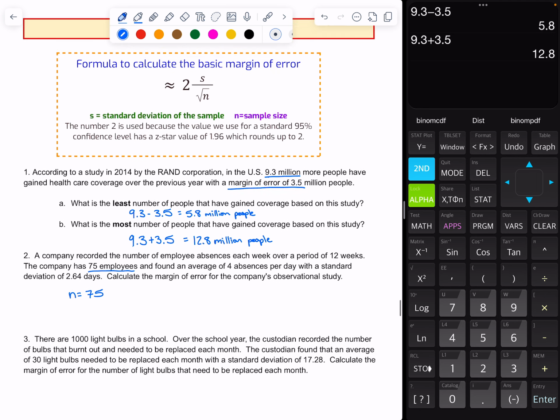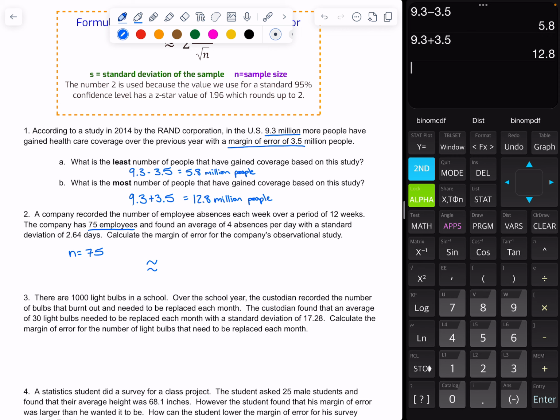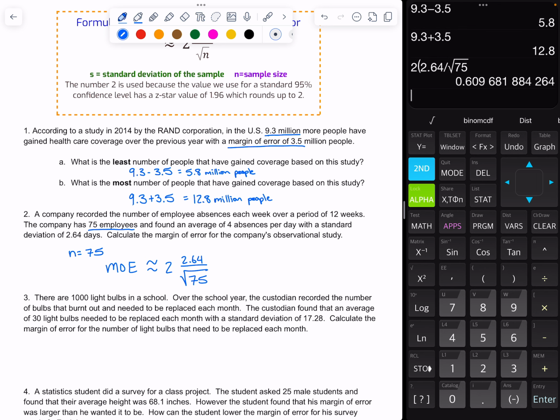They found an average of 4 absences per day with a standard deviation of 2.64. So we would say, based on our formula, that approximately 2 times our standard deviation, which is 2.64, divided by the square root of our sample size will give us our margin of error. I'm going to abbreviate that with MOE. So I just need to type in 2 times 2.64 divided by the square root of 75, and I get a margin of error of approximately 0.609, or we could say approximately 0.61 if we needed to round it further. But that would be all we need to do if all we need to do is calculate the margin of error.